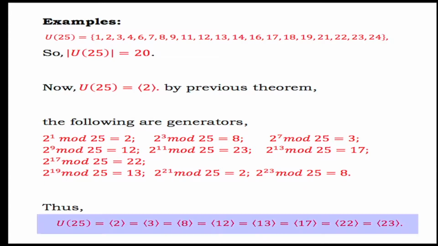So in all we will have 8 generators, namely 2, 3, 8, 12, 13, 17, 22 and 23, and we use the previous theorem to find this result. So U25 can be generated by 2, 3, 8, 12, 13, 17, 22 and 23.